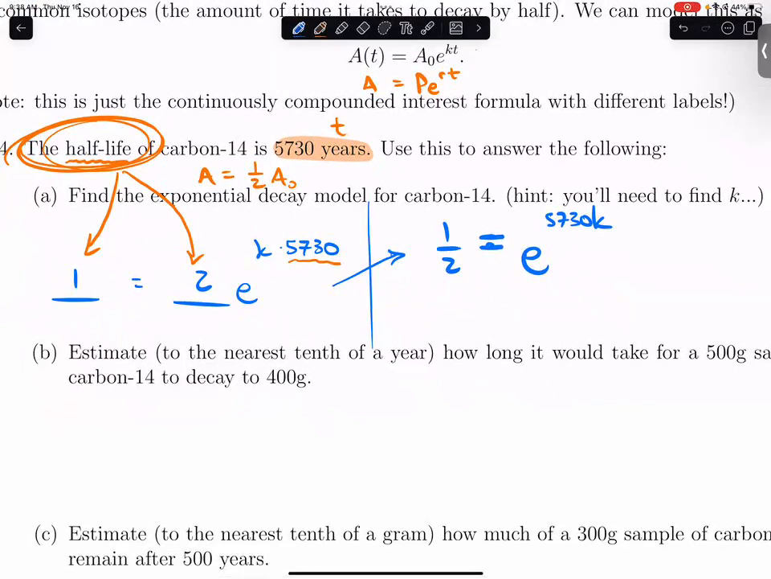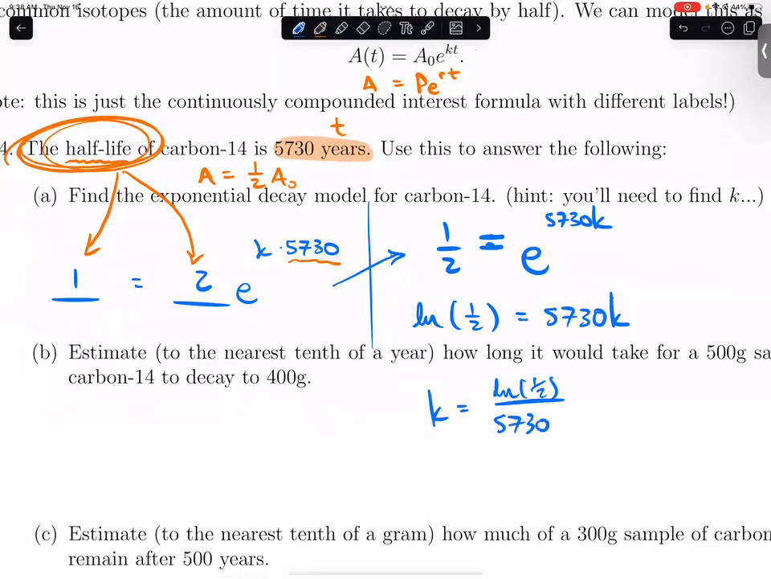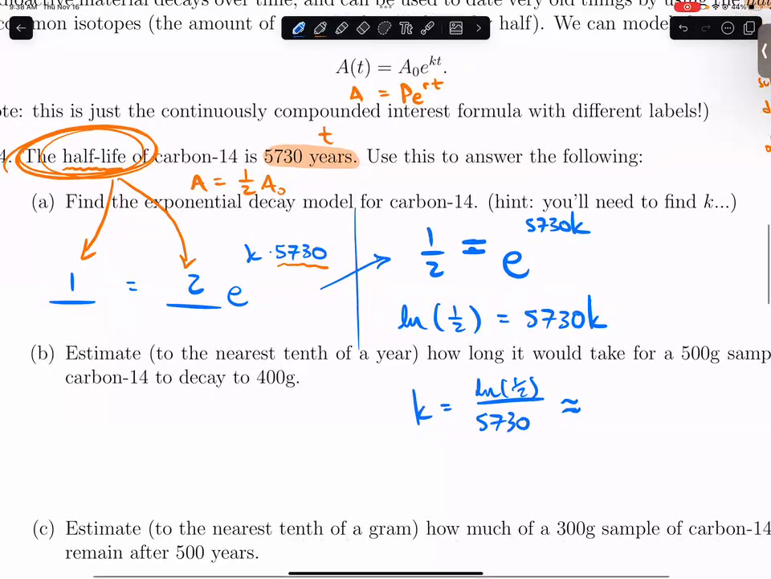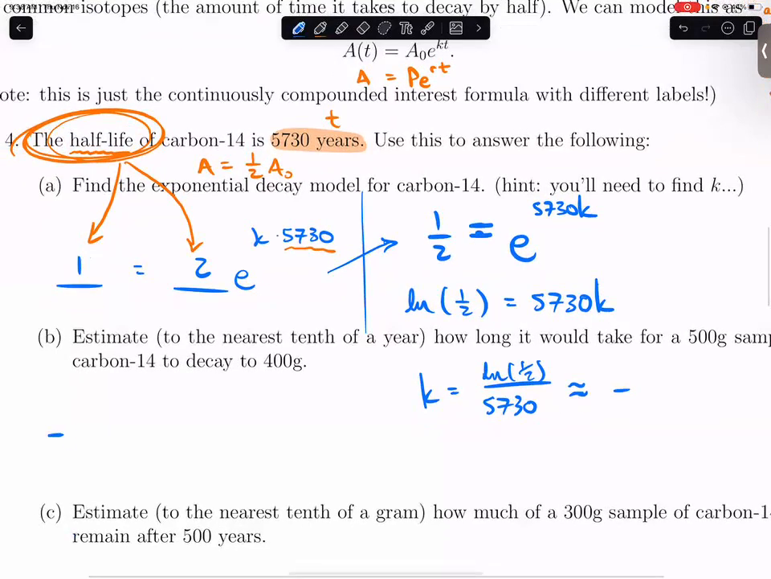Natural log. So log of a half divided by 5730. Say again? Oh, yes, okay, hang on. So did you get something like this? Yes, okay.